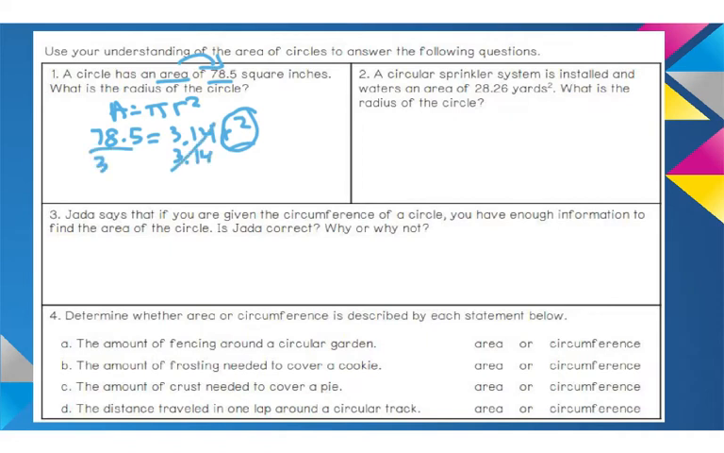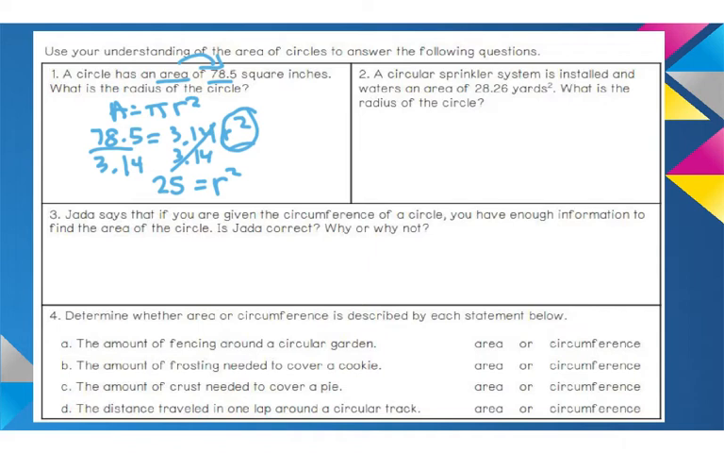Divide by 3.14. And we're left with r squared on one side. And 78.5 divided by 3.14 is 25. Let's go ahead and do the next problem.